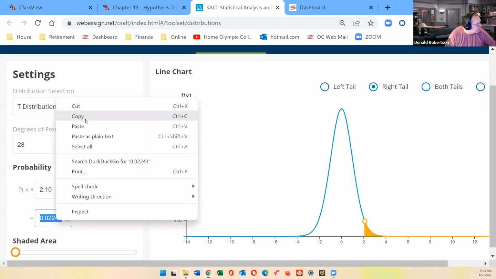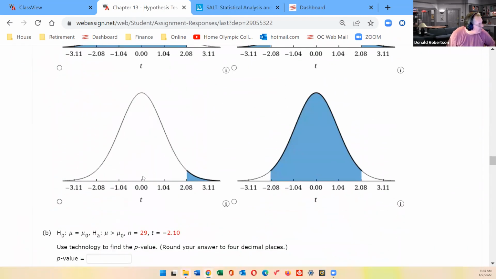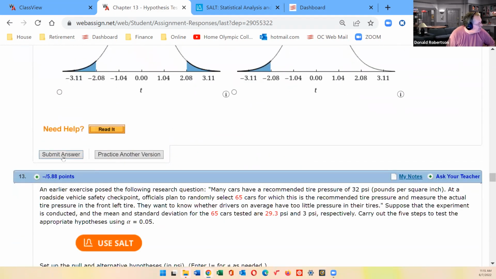So I'm going to copy it. I'm going to go over here. I'm going to put it in. And if we look at our picture, didn't our picture look like that guy? And so I should, where did I put my, oh, here we go, submit answer.